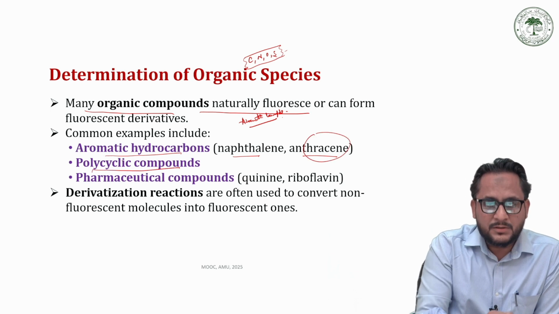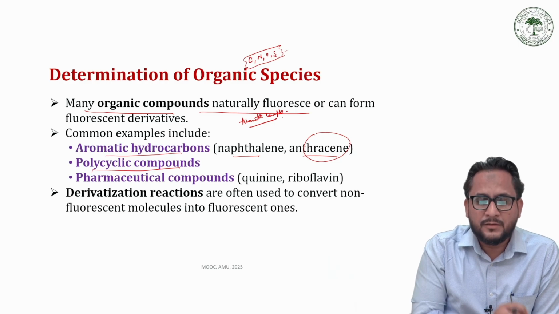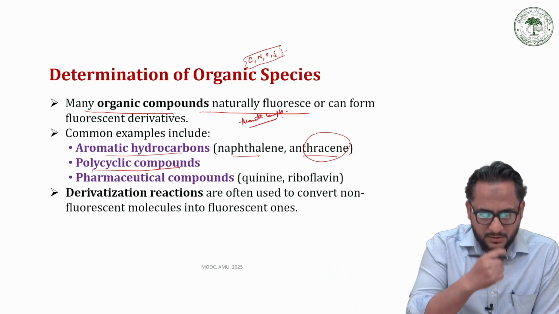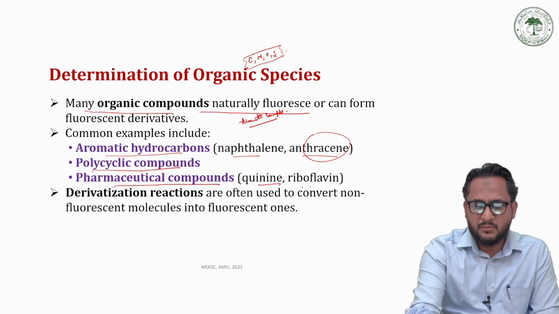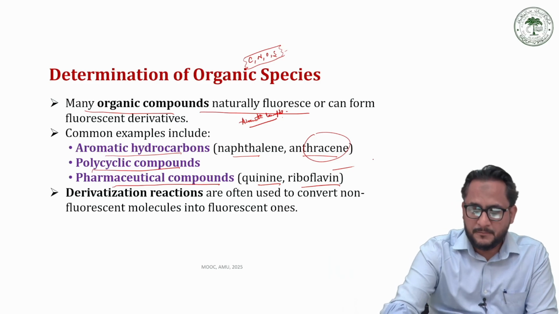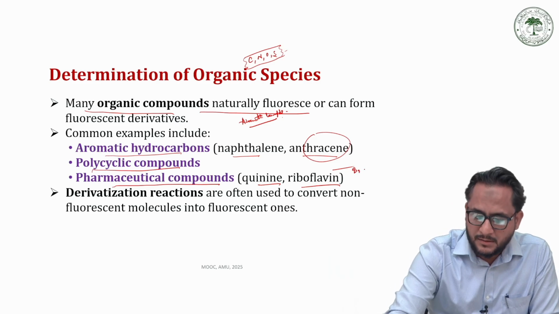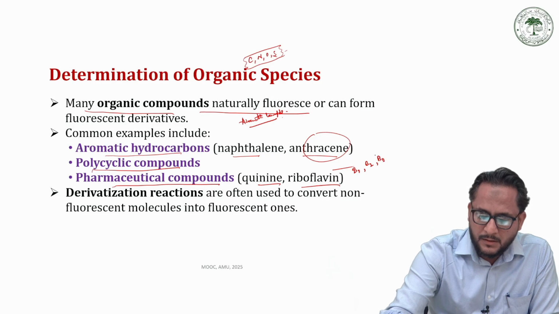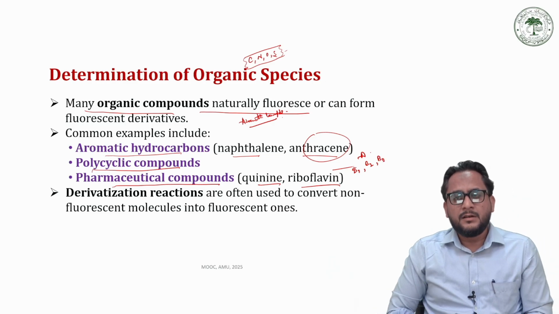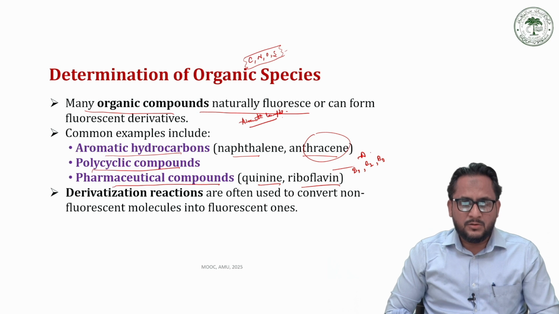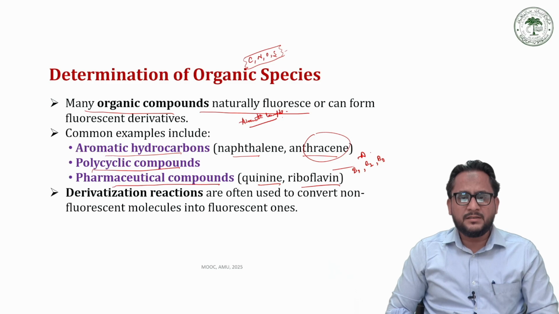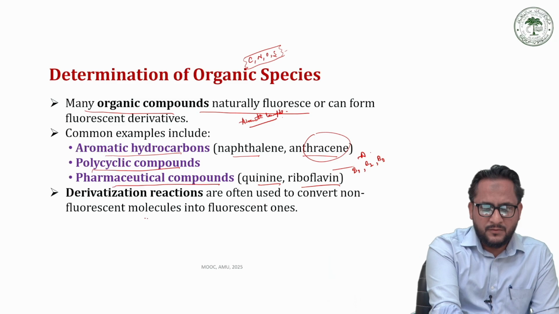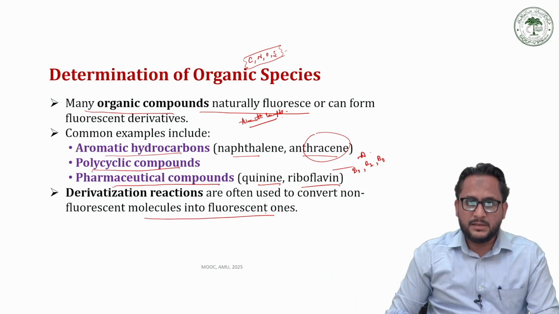Similarly, polycyclic compounds can also be identified where we have more than one cyclic structure. Even drugs or pesticides can also be identified with these techniques. Quinine, riboflavin, vitamins, vitamin B1 can be analyzed, B2, B3, A, retinol, they all can be identified by fluorescence methods. So, biomolecules can be identified, drugs can be identified. Then comes the derivatization reaction. Even as I said earlier, even the non-fluorescent compounds can be converted into fluorescent ones and identified and studied.